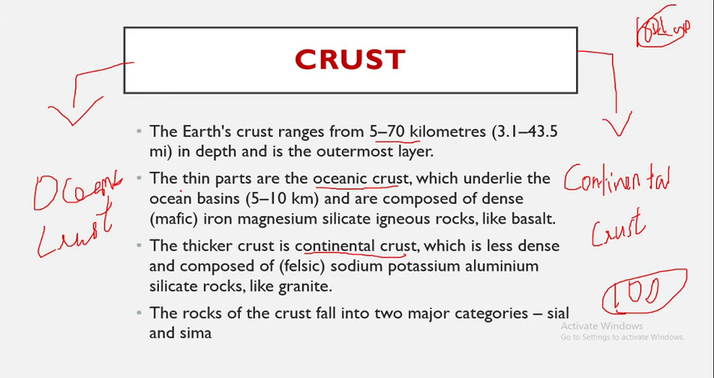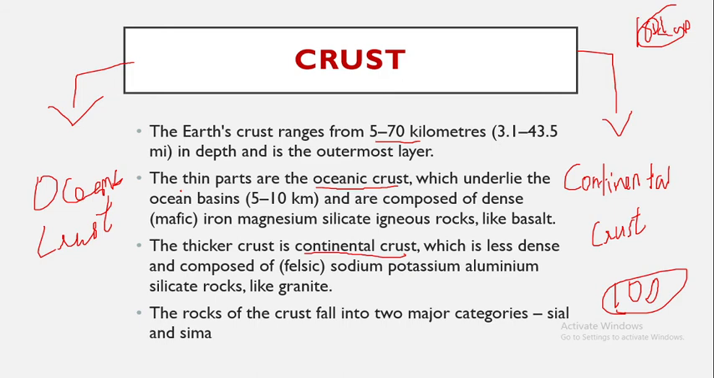Okay, then the second type of crust is continental crust, as we have said, the thicker part. Among the crust region, the thicker part is known as the continental crust, which is less dense and composed of felsic components. As we have said, the oceanic portion is very dense, but compared to this oceanic region, the continental region is not so dense. It is less dense, and here the composition changes.